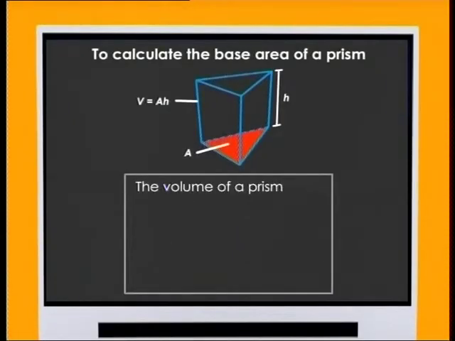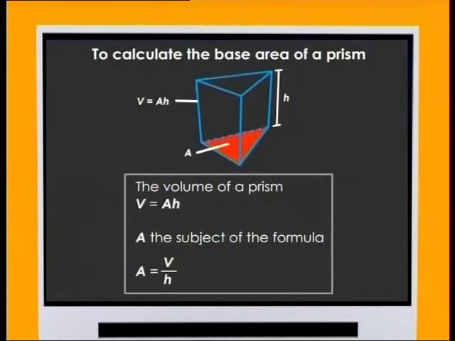The volume of a prism, V = Ah. By making A the subject of the formula, we get A = V over h. Thus, the base area of a prism can be calculated if V and h are given.